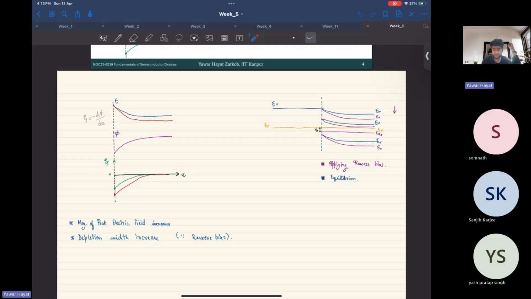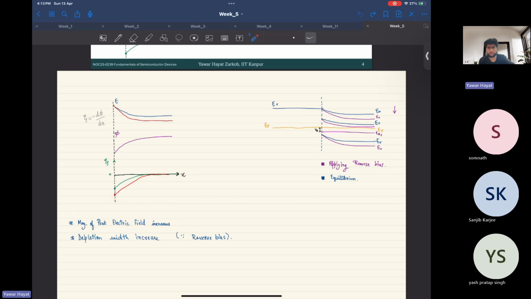See, when you apply the reverse bias, bands will bend in this direction, correct? Because a positive here would bring them down. And when they come down, what would happen? This curvature, the slope, would become sharper, right? Correspondingly, your phi would be more sloped. If phi is more sloped, then your electric field, which is simply the slope of this, will have more magnitude.